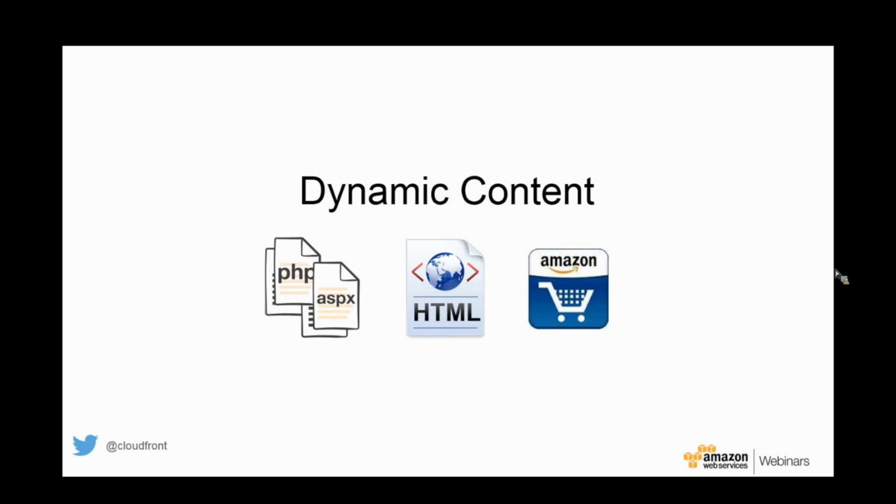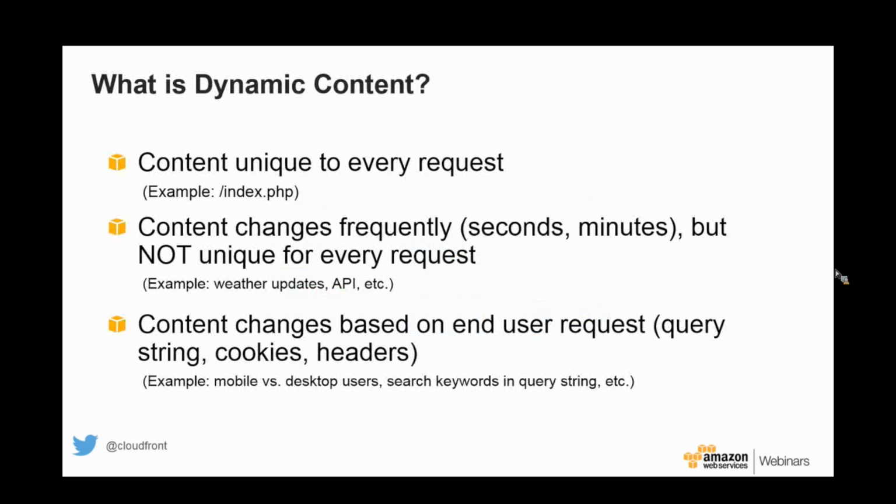So let's talk a little bit about dynamic content. Dynamic content, think about things like your HTML pages that change very frequently, your shopping cart that has unique objects that your customers are shopping for. When I think about dynamic content, there are three different types of dynamic content. It's content that's unique to every request, like your index.php.